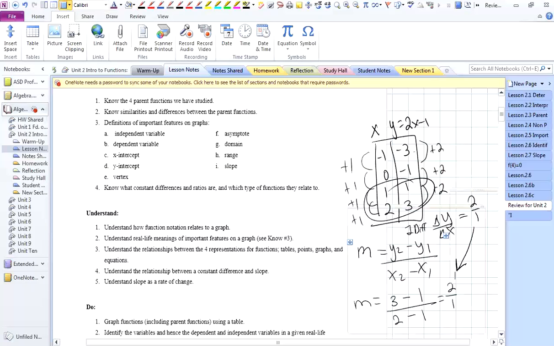But for the quadratic, it's not the first difference. Which difference is constant? It's the second difference. So for the linear, the constant difference and the slope mean the same thing. The slope just means that you have a constant difference. It's just a measure of the constant difference.